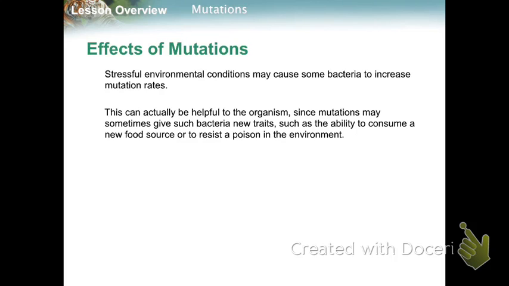When we're talking about bacteria, they have a very short generation time. Environmental conditions can cause bacteria to increase their mutations. And that can actually be helpful. Mutations can give bacteria new traits, such as the ability to consume a new food source or resist a poison or an antibiotic.